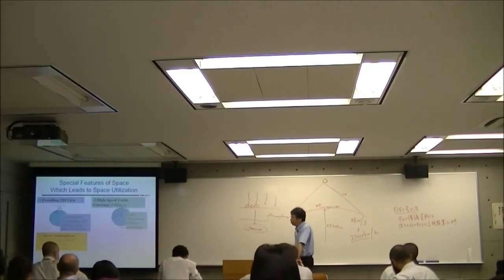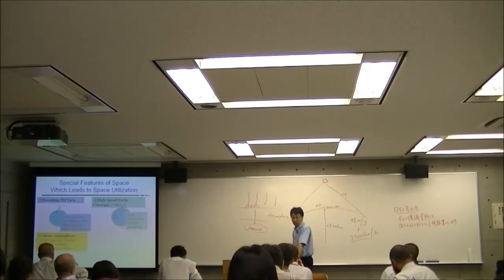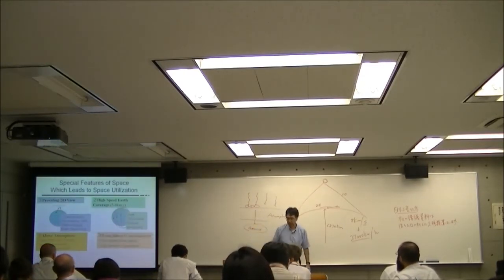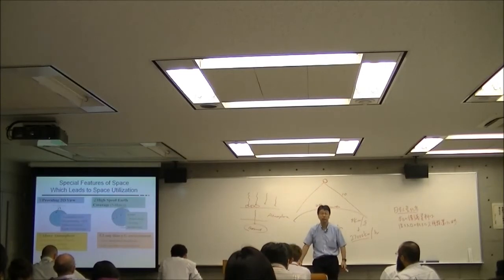And also solar power generation uses this feature, because there is no cloud. And every time you can obtain almost the same amount of solar power in space. So these are the above-atmosphere characteristics. And the fourth topic is the long-time micro-G environment. So this is another very important feature of space.